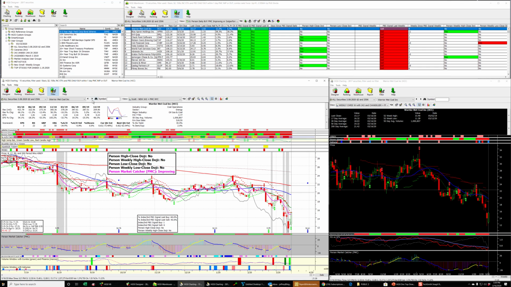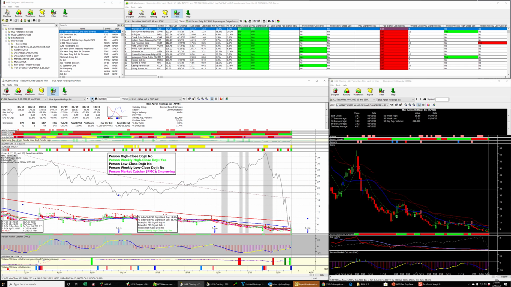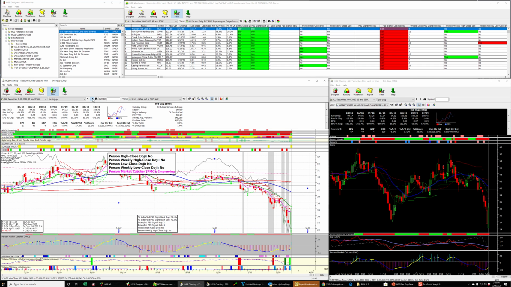I'm not going to buy Warrior Met Coal, so I'm not going to look at Blue Apron Holdings. This used to be a dog, but I think they deliver food, and they have prepared food. If people are going to be hunkering down at home, this might be an interesting play. A new buy signal. And look at the Person Market Catcher showing better, improving relative strength. Drilquip, I actually saw this one last week. A new buy signal, again, positive strength.